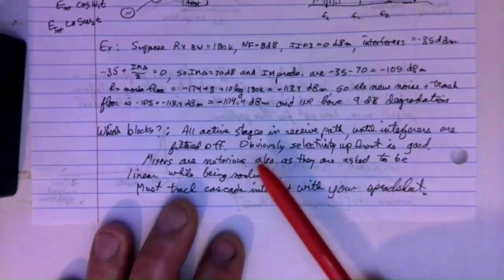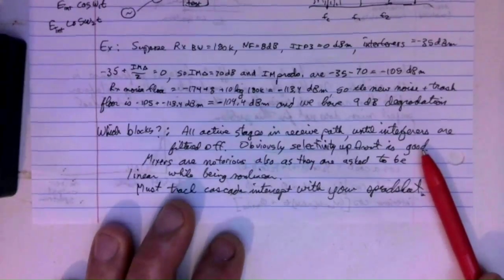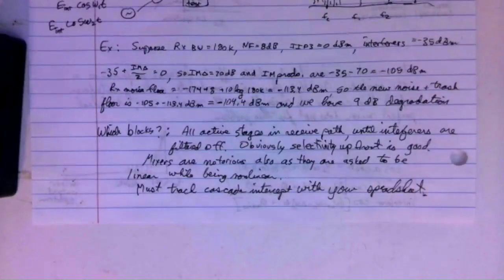So obviously selectivity up front is good, but if you put a lot of selectivity up front, you'll probably have trouble with your noise figure. So that's why you want a spreadsheet to keep track of what your cascade noise figure is, and what your cascade intercept point is.